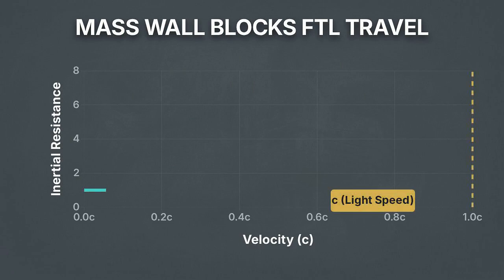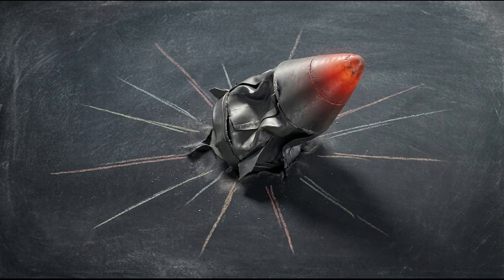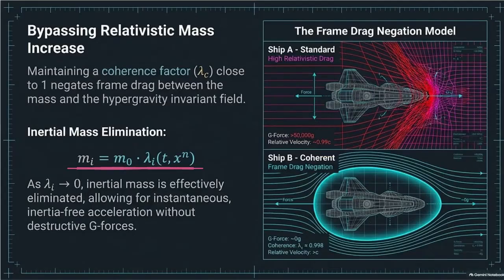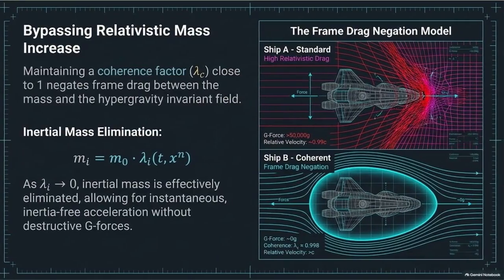Beyond the energy requirements, faster-than-light travel faces the bottleneck of relativistic mass increase. As a craft approaches light speed, frame dragging forces and inertia typically reach lethal levels. The architecture addresses this through the inertial mass elimination equation. By driving the coherence factor toward zero, effective inertial mass is neutralized. While a standard ship experiences gravitational drag, a coherent ship moves through a protected bubble.